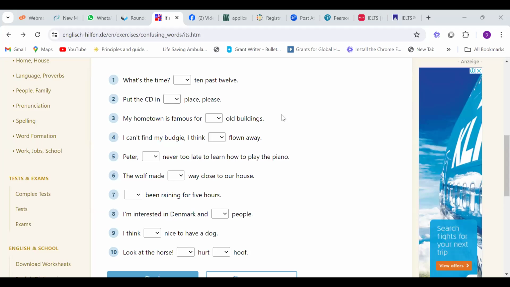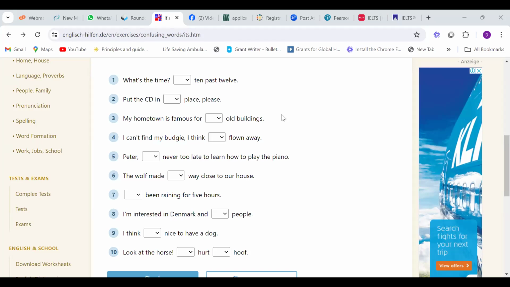7. It's been raining for 5 hours. Is it with the apostrophe or without the apostrophe? 8. I'm interested in Denmark and its people. Is it the one with the apostrophe or without? Number 9, I think it's nice to have a dog. Is it the one with apostrophe or the one without? And then 10, look at the horse. Its head, its hoof. Which is which?